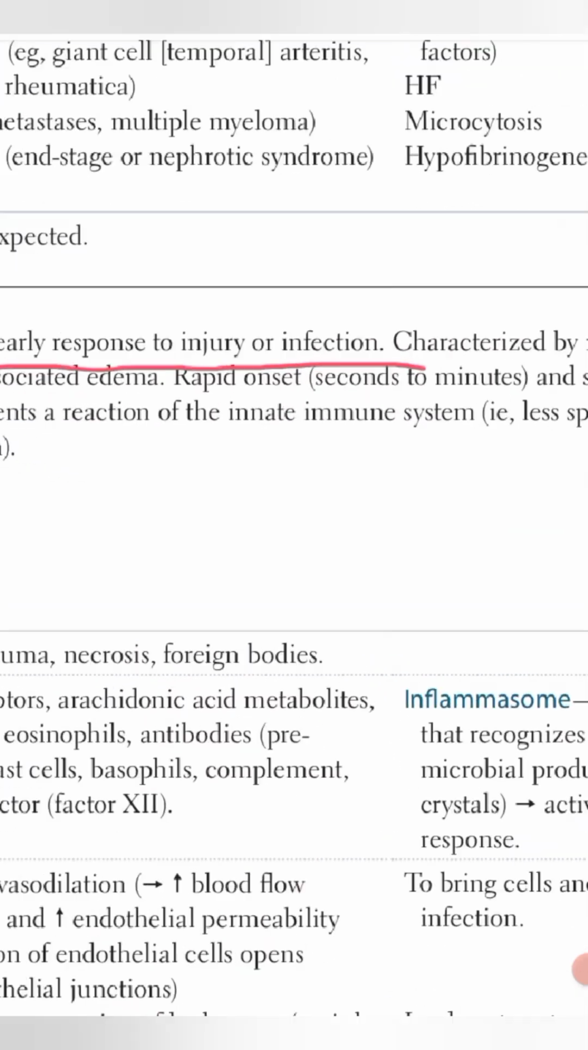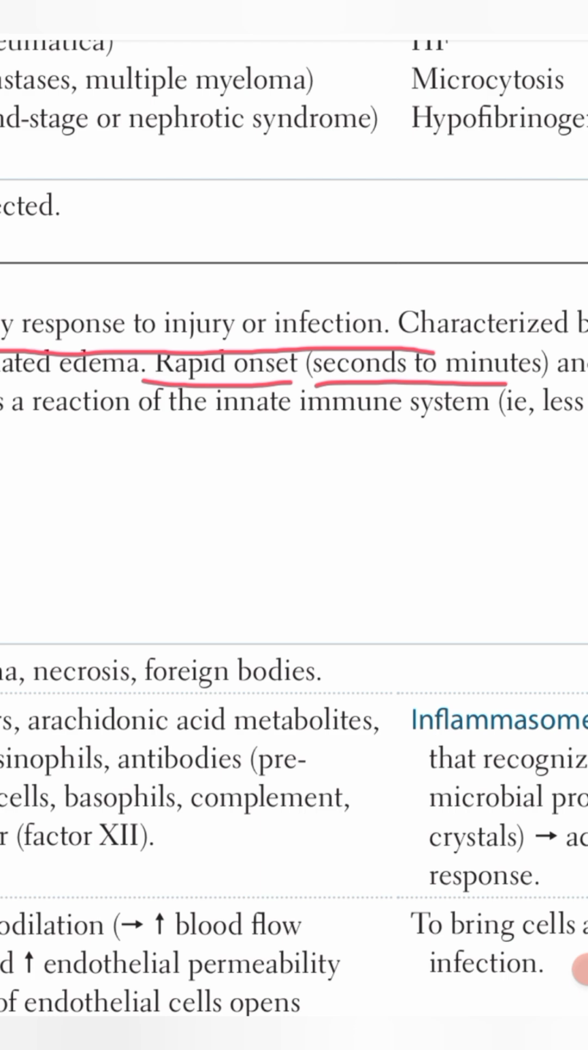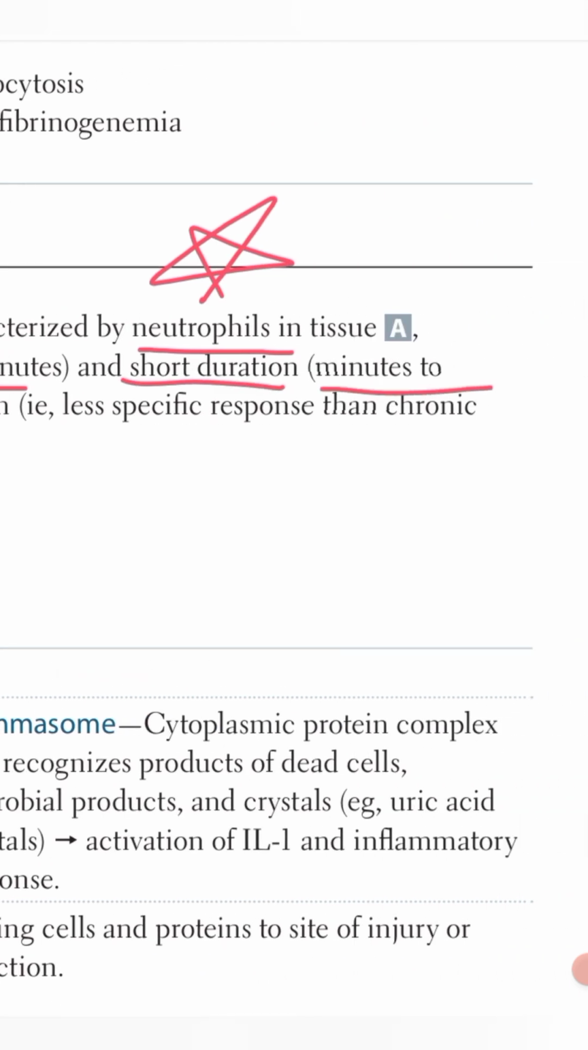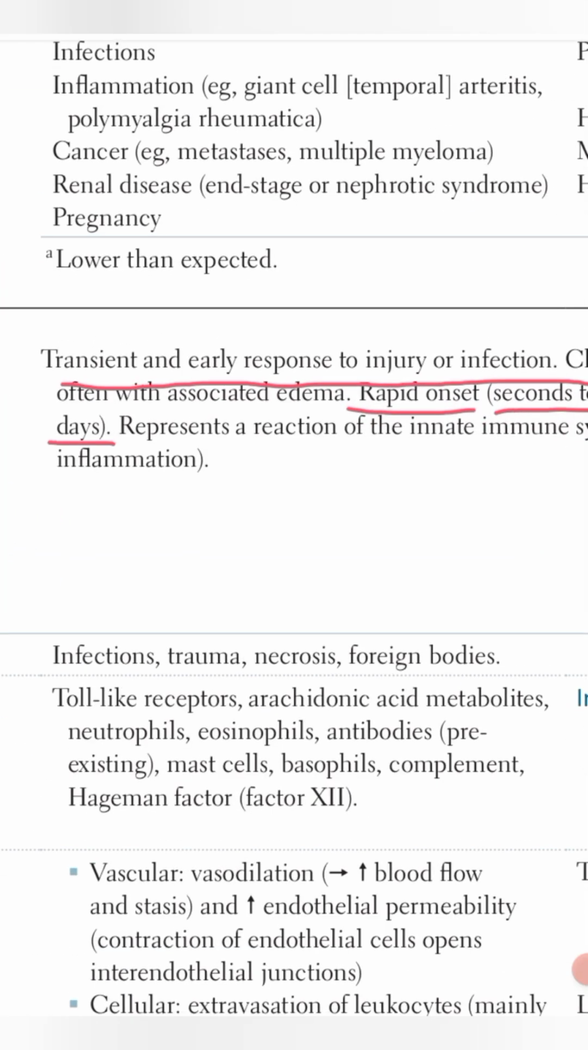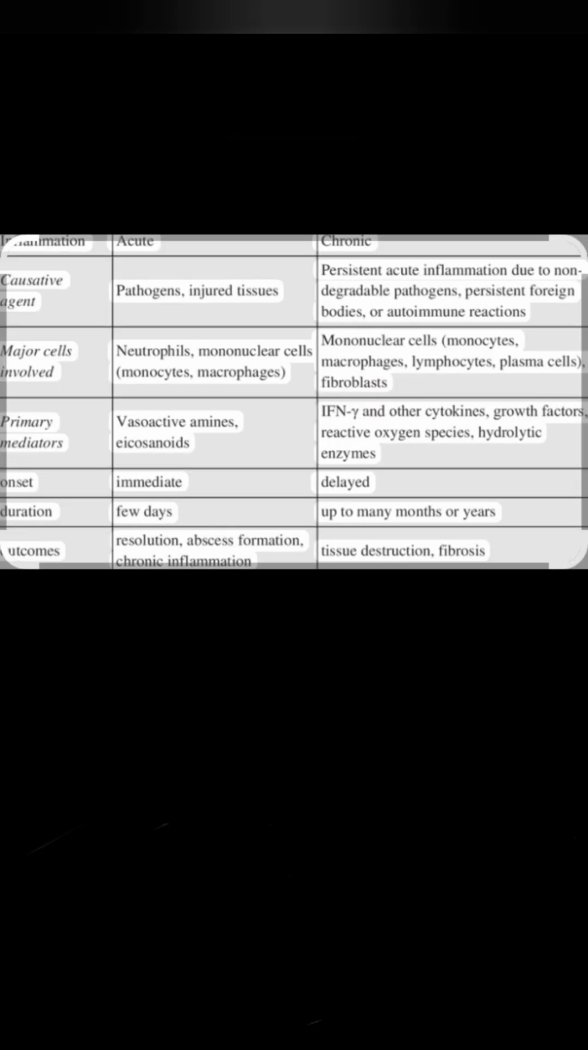Another difference is the time period. Acute inflammation is rapid onset, seconds to minutes, and of short duration, from minutes to days, while chronic inflammation is of a longer time period. These are the basic differences between acute and chronic inflammation. Causative agents include pathogens or injured tissues, while in chronic inflammation there is persistent acute inflammation. The major cells involved are neutrophils in acute and mononuclear cells in chronic inflammation. If we see onset, acute inflammation may be immediate, and in chronic inflammation it will be delayed.